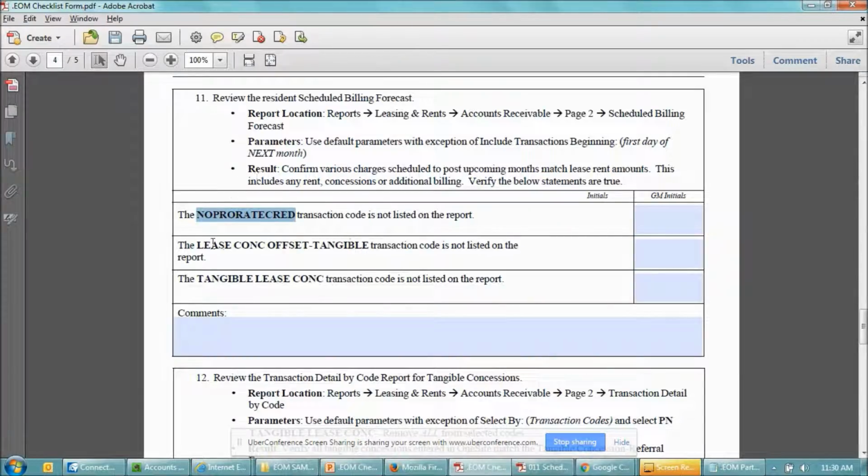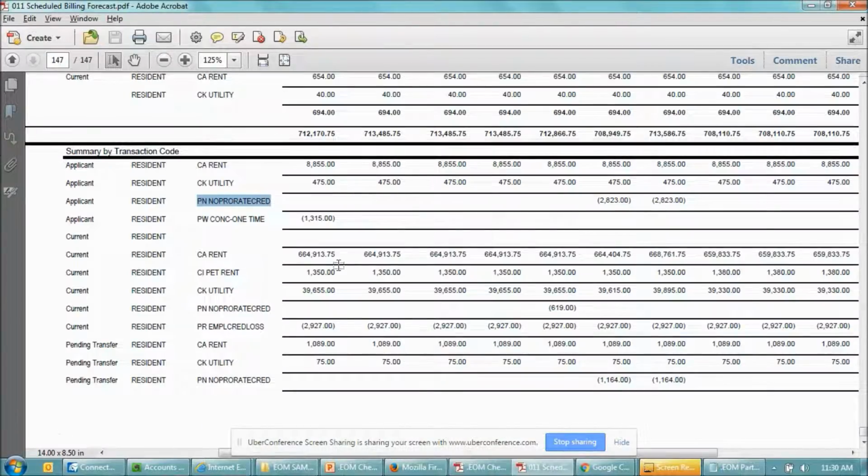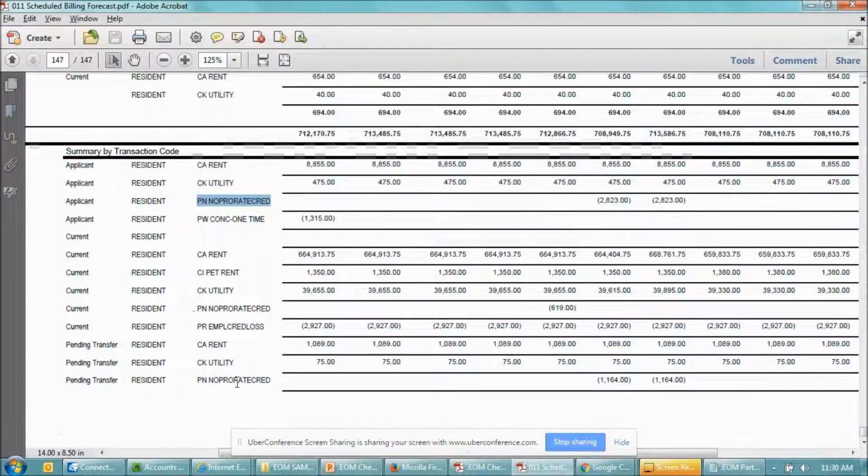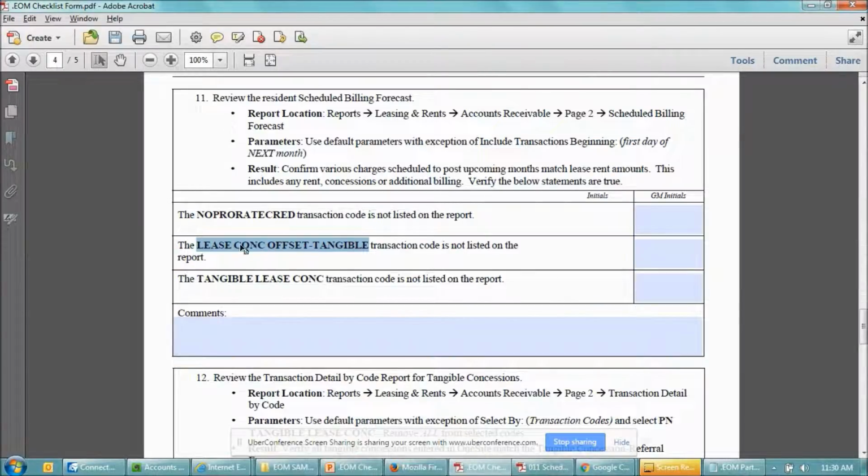We absolutely can help further with that individually. And actually, the lease concession offset tangible code, we don't want to see that one as well, and I don't see one there, rock on. So if we did come across that though, we would also want to go into the scheduled billing and remove that code.